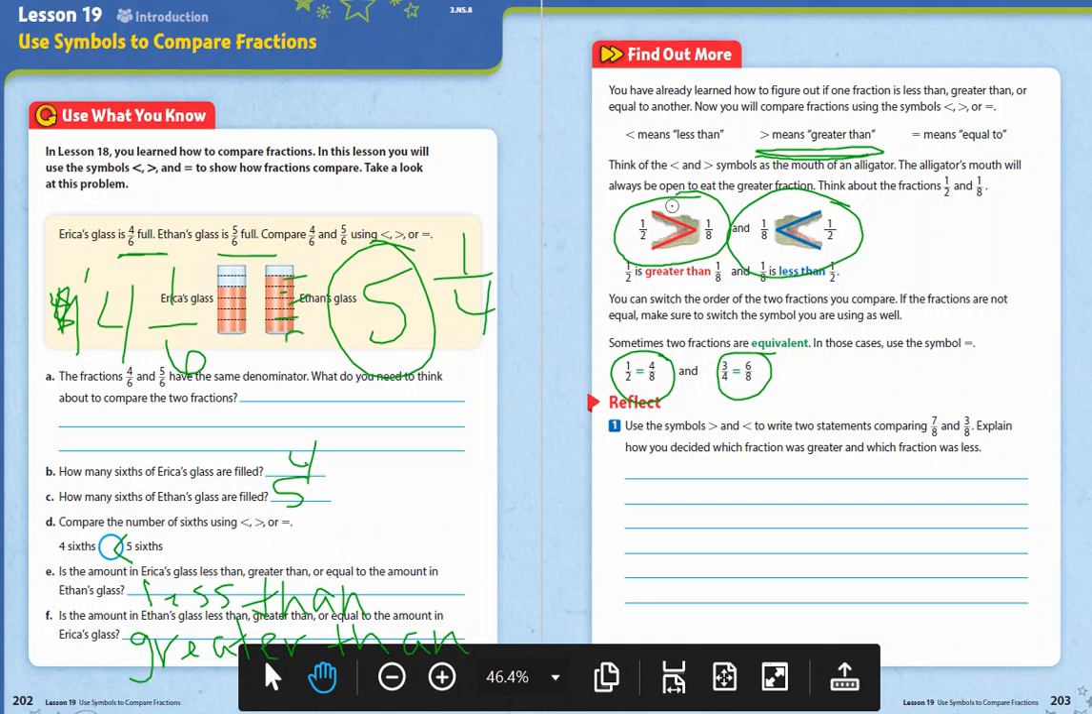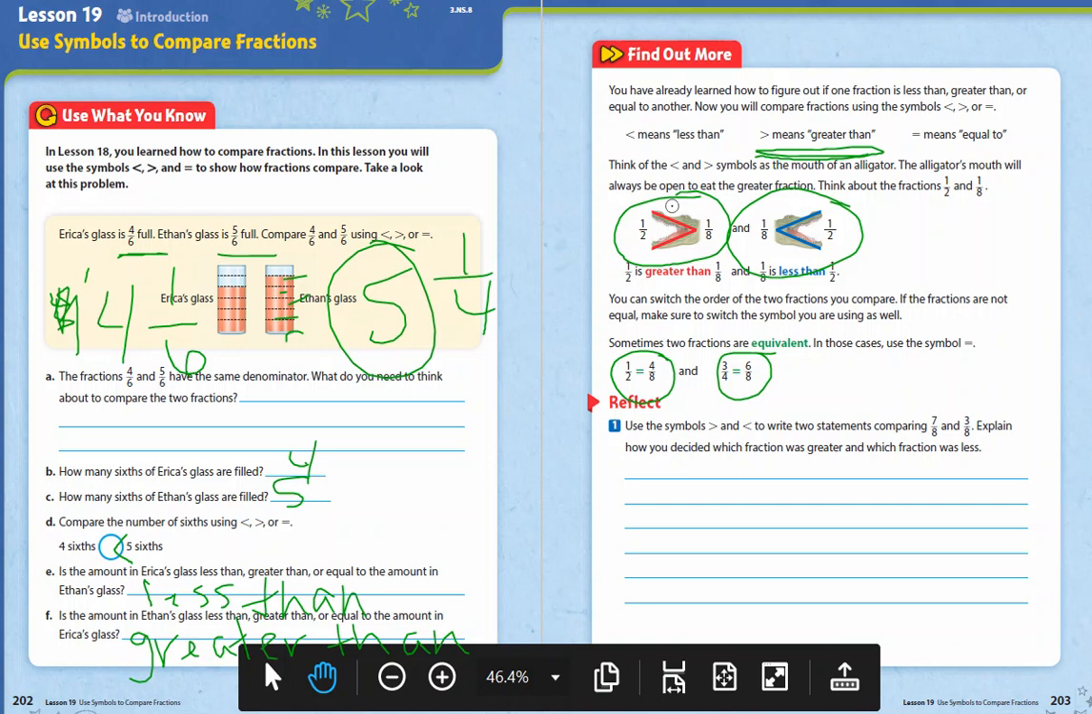So we're going to do a reflect problem here. It says use the symbols greater than and less than to write two statements comparing 7/8 and 3/8. Explain how you decided which fraction was greater and which fraction was less. I'm going to give you a second to pause the video to think about this. So go ahead and push pause.